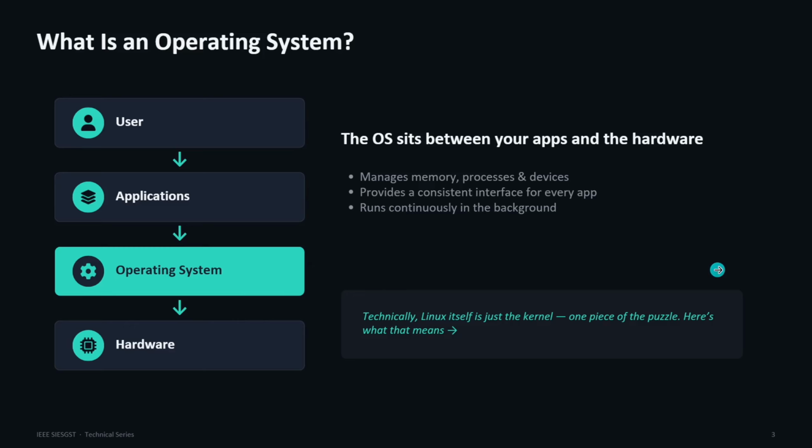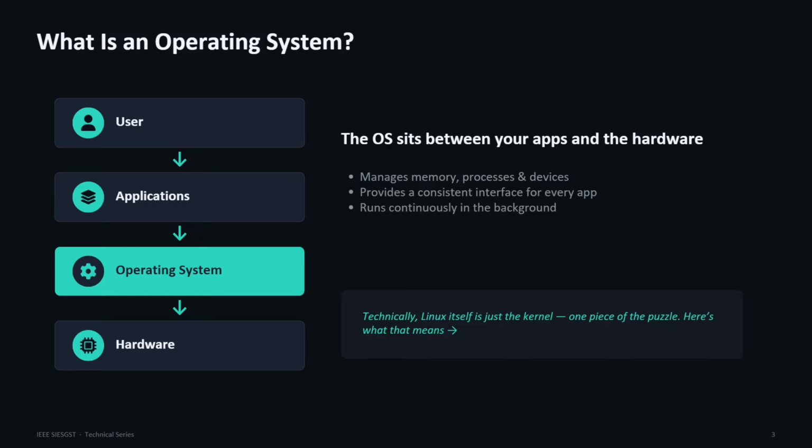The operating system's whole job is to sit in the middle of the stack between your applications and your hardware. It does three big things. First, it manages memory, processes, and devices. Here, it decides which programs get how much RAM, when they get CPU time, and how it talks to the keyboard, disk, and network card. Second, it provides a consistent interface for every application.